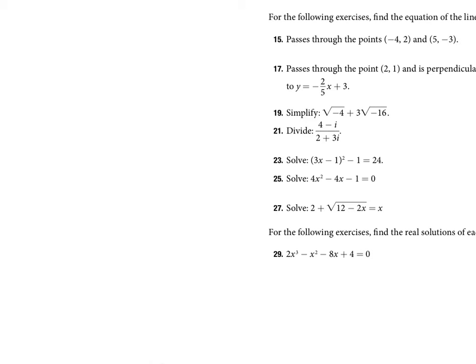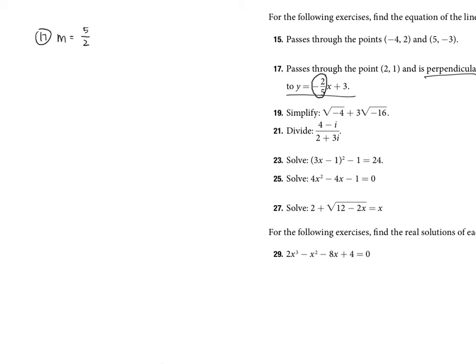Number 17, we want to find the equation of a line that passes through the point 2, 1 and is perpendicular to y equals negative 2/5 x plus 3. So first thing is we need to find a slope. That's the first thing you should make sure you have when you're doing an equation of a line. To find the slope, we have perpendicular to this equation. So remember, lines that are perpendicular have opposite reciprocal slopes. So if this line has the slope of negative 2/5, our line is going to have a positive 5/2 as our slope.